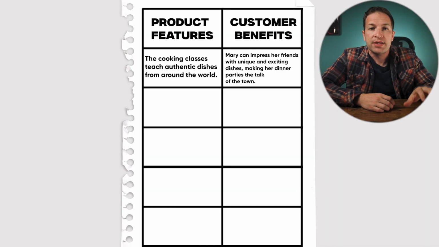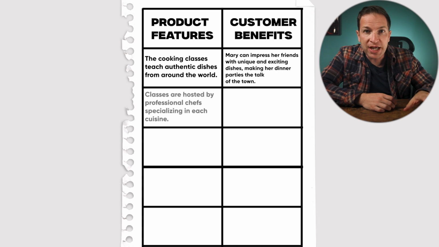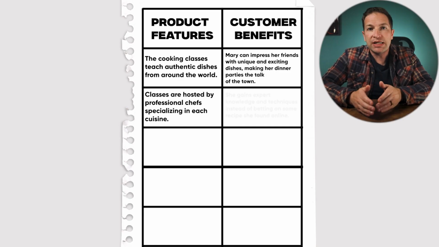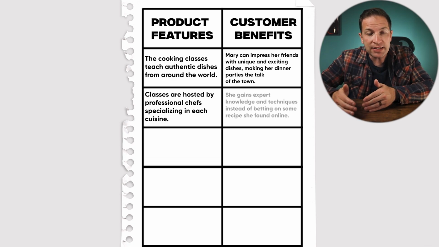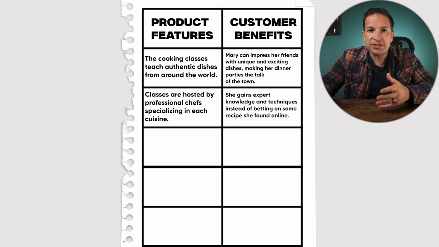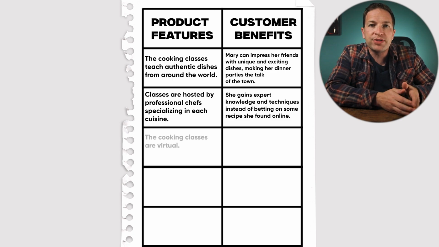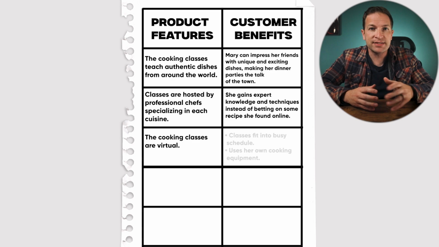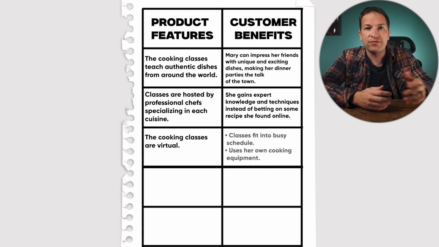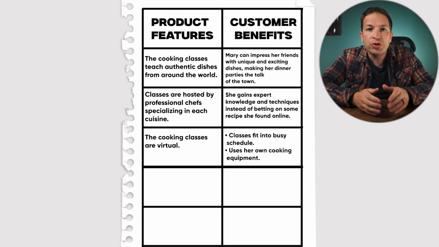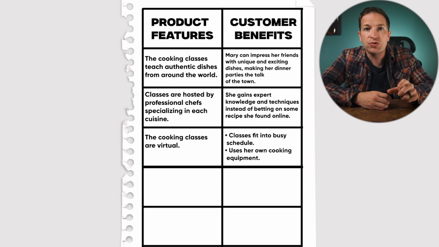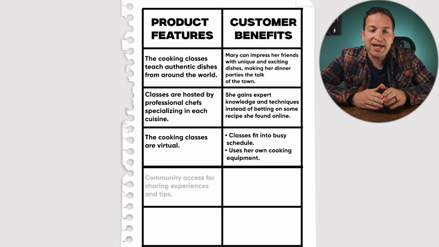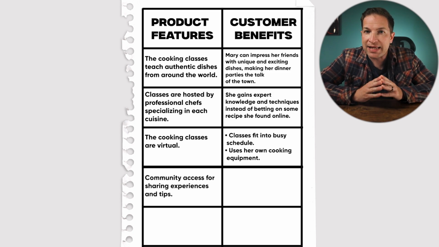Feature number 2, classes are hosted by professional chefs specializing in each cuisine. Now, how does Mary benefit? She gains expert knowledge and techniques instead of betting on some recipe she found online. Feature number 3, the cooking classes are virtual. The benefit is that Mary can fit these classes into her busy schedule without the need to travel, and she can practice using her own cooking equipment, the same equipment she'll use when actually hosting her dinner parties. Feature number 4, community access for sharing experiences and tips.